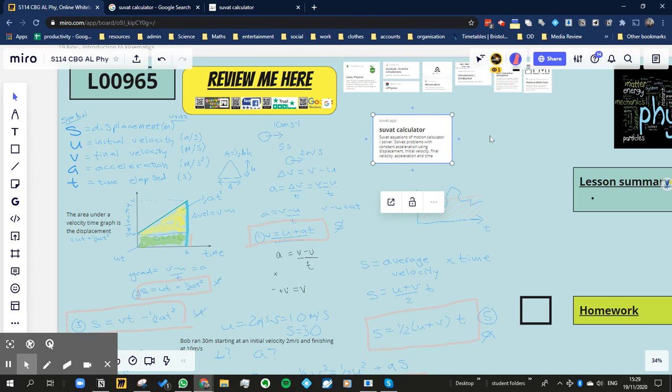So if you click here, this will take you to a SUVAT calculator, which is really cool actually, because it shows you the workings out and everything. So you can have a go at this question, and then you can set your own questions as well, and then solve them with the SUVAT calculator. It's just suvat.app, but it's really, really cool actually. So use that.